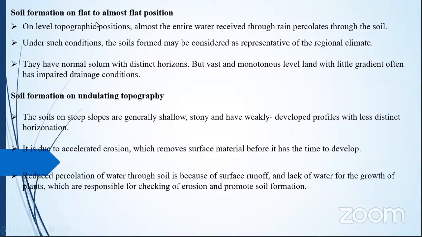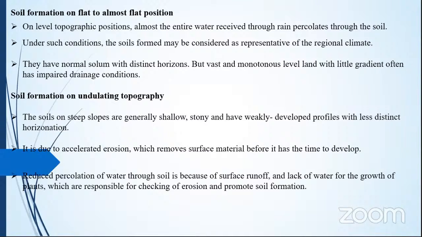In flattened soil, forming is in a flat or almost flat position, whereas undulating means ups and downs. In undulating positions, what will happen? The soils on the steep slopes are generally shallow, stony, having weakly developed profiles without distinct horizons. Yes, students, because due to the undulating, what will happen?